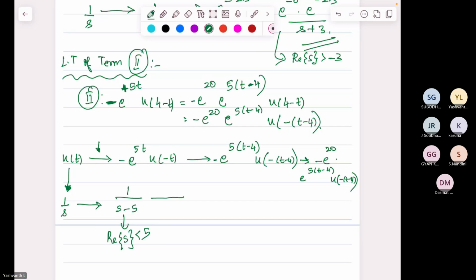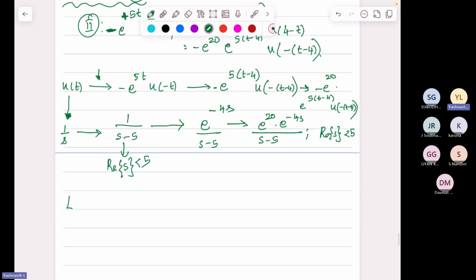Now do shifting in the time domain. So it's time shifting, so you'll have an exponential multiplication in the Laplace domain by a factor of 4. So it is e power minus 4s by s minus 5. And then e power 20 is multiplied. So you'll get e power 20 into e power minus 4s by s minus 5. The ROC is nothing but real part of s less than 5.